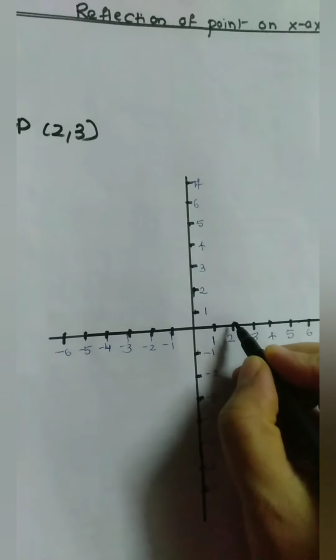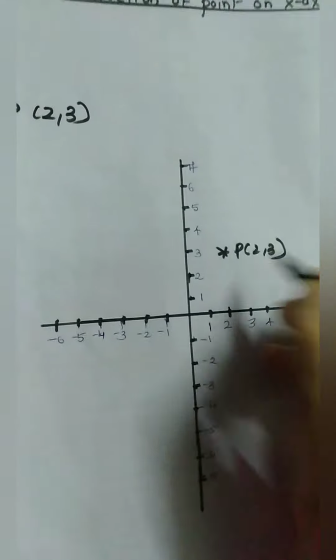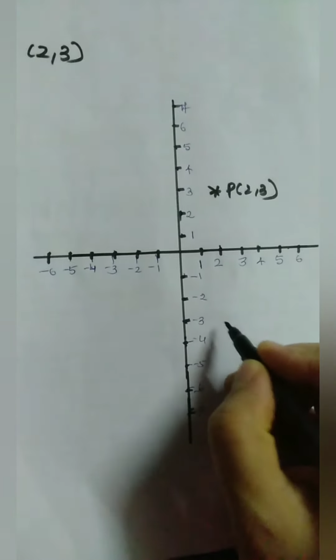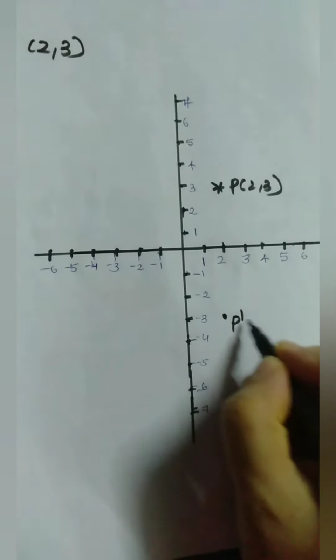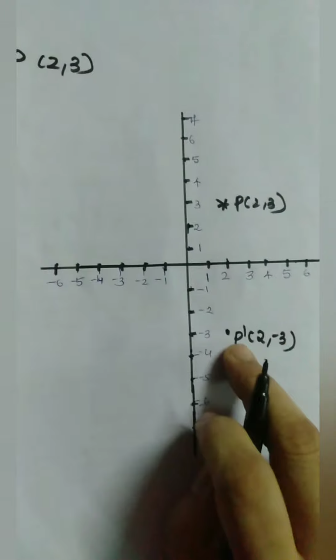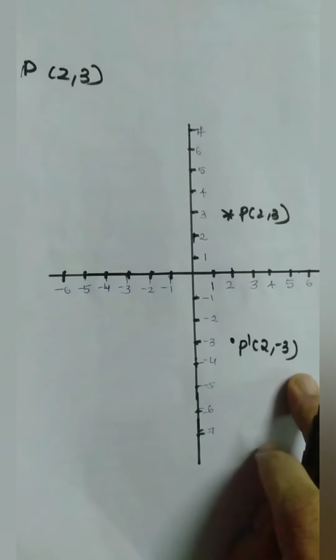Let's plot this point, P is equal to (2, 3). Reflection of P is nothing but P dash, that is (2, -3). P dash is (2, -3), that is the reflection of P. Here the x-coordinate is the same and the y-coordinate is different.